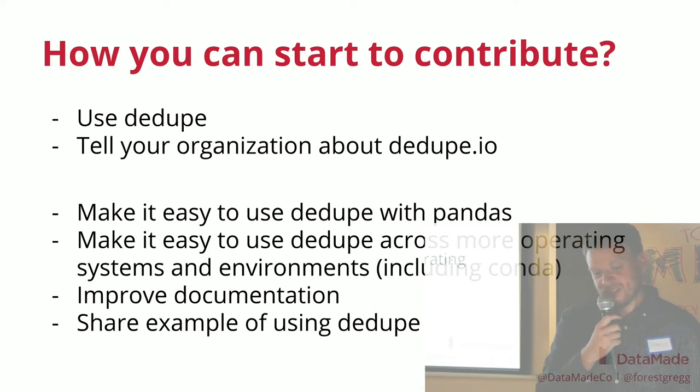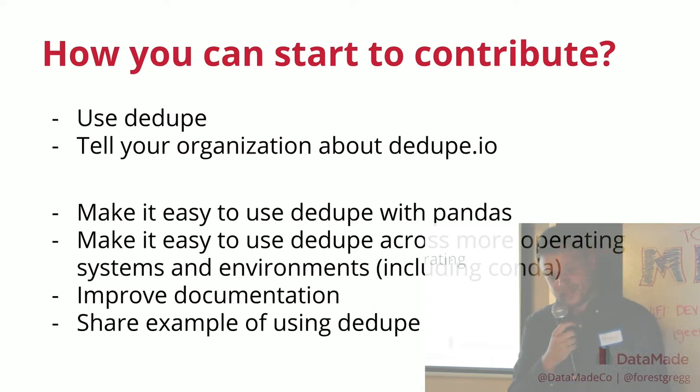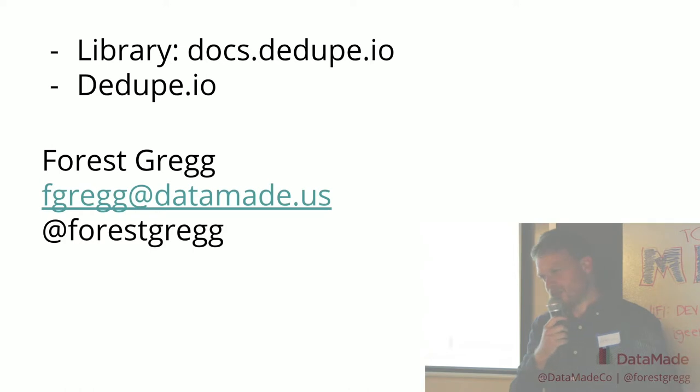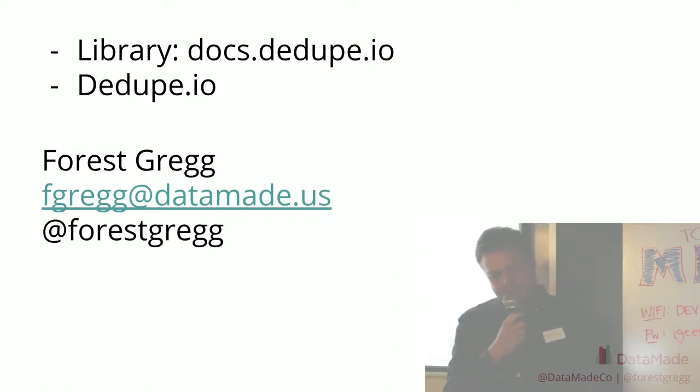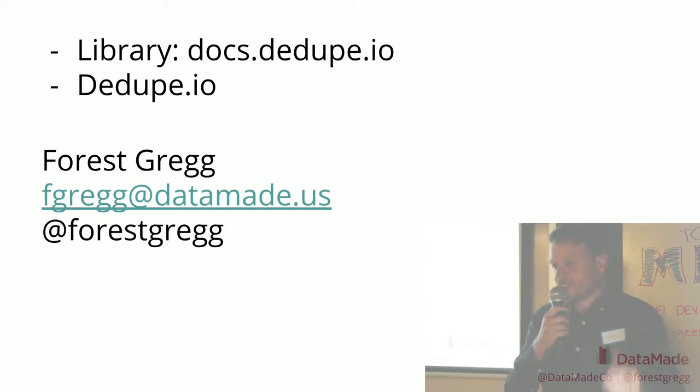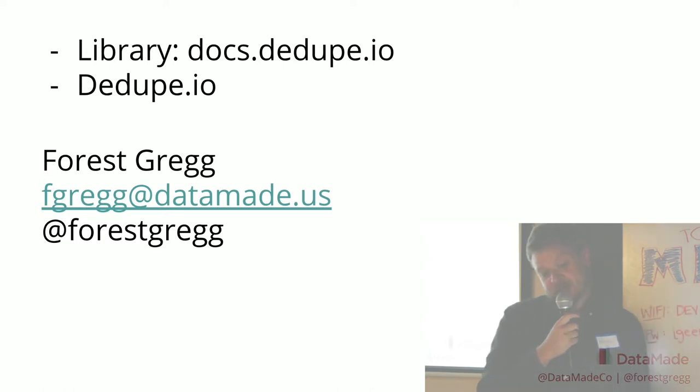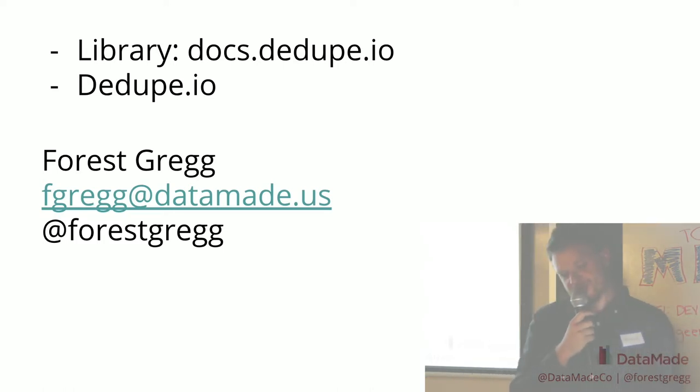Documentation is always good. Probably one of the most useful pieces of documentation we have is a repo of examples of how to use Dedupe. If you could contribute some examples there, that would be awesome. The best entry point into the library is docs.dedupe.io, which has links to the repo and everything else you need to get started. And dedupe.io is the software as a service that many companies and organizations would find helpful.